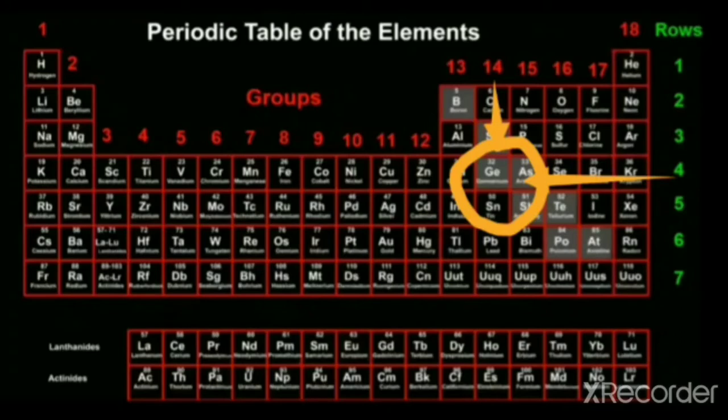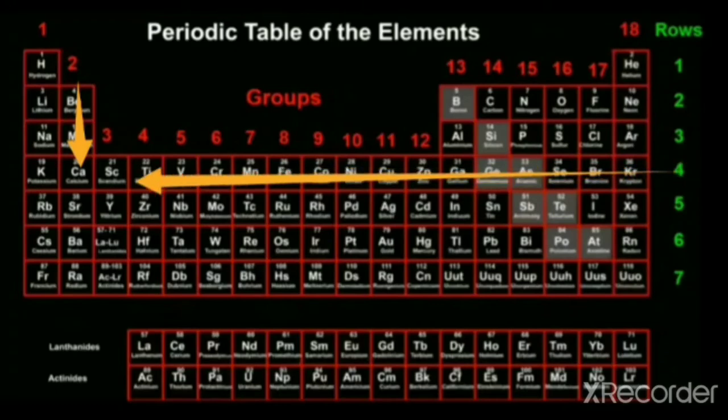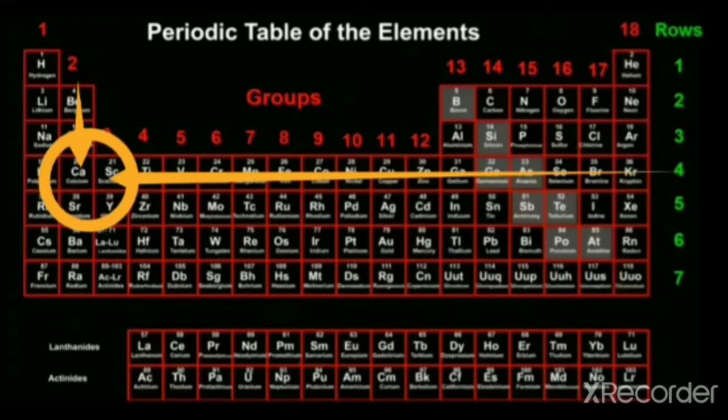Let us take one more example, that is calcium. The calcium belongs to which period here? The calcium belongs to the 2nd period. Sorry, it is the 2nd group and it belongs to the 4th period. So this calcium here belongs to the 2nd group and the 4th period. So each element has a particular group and a particular period.